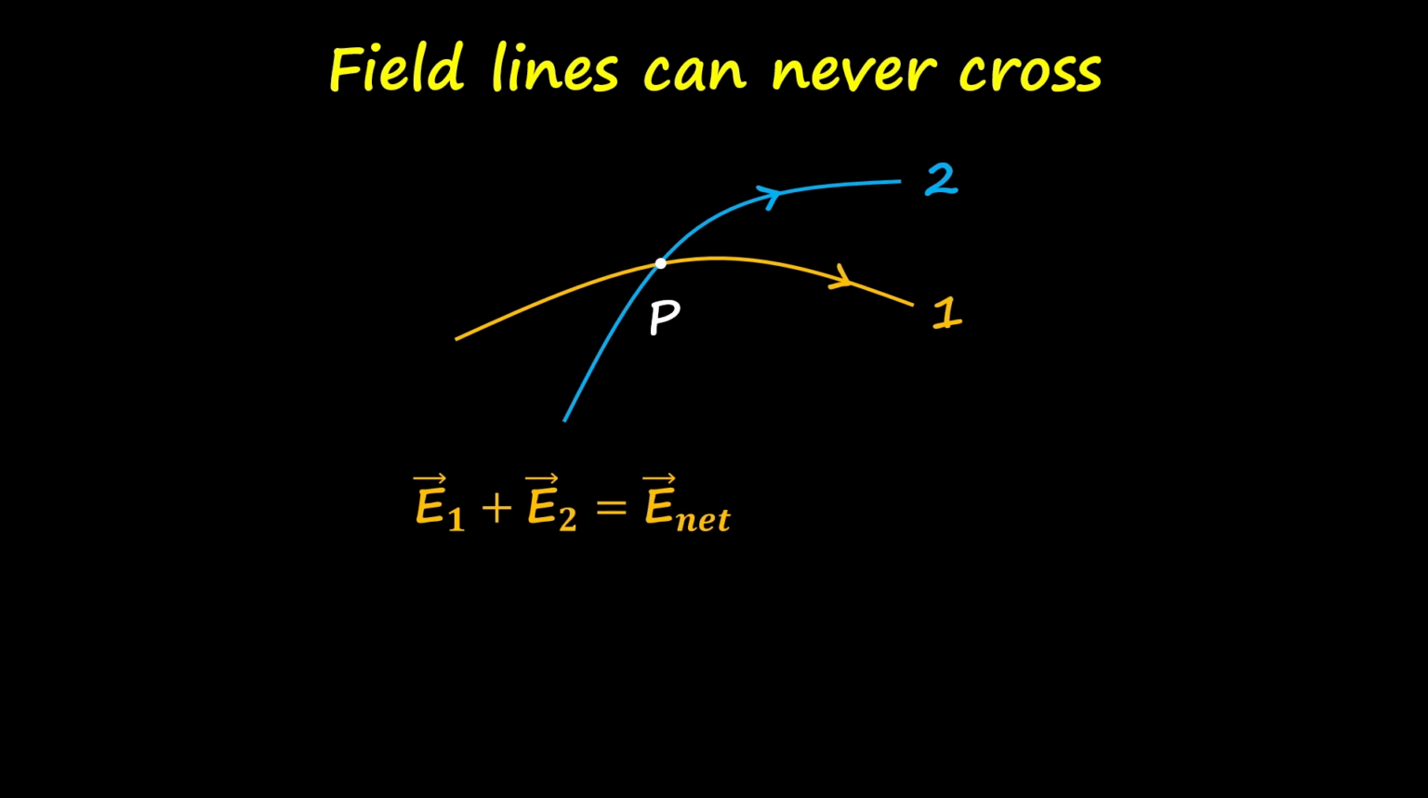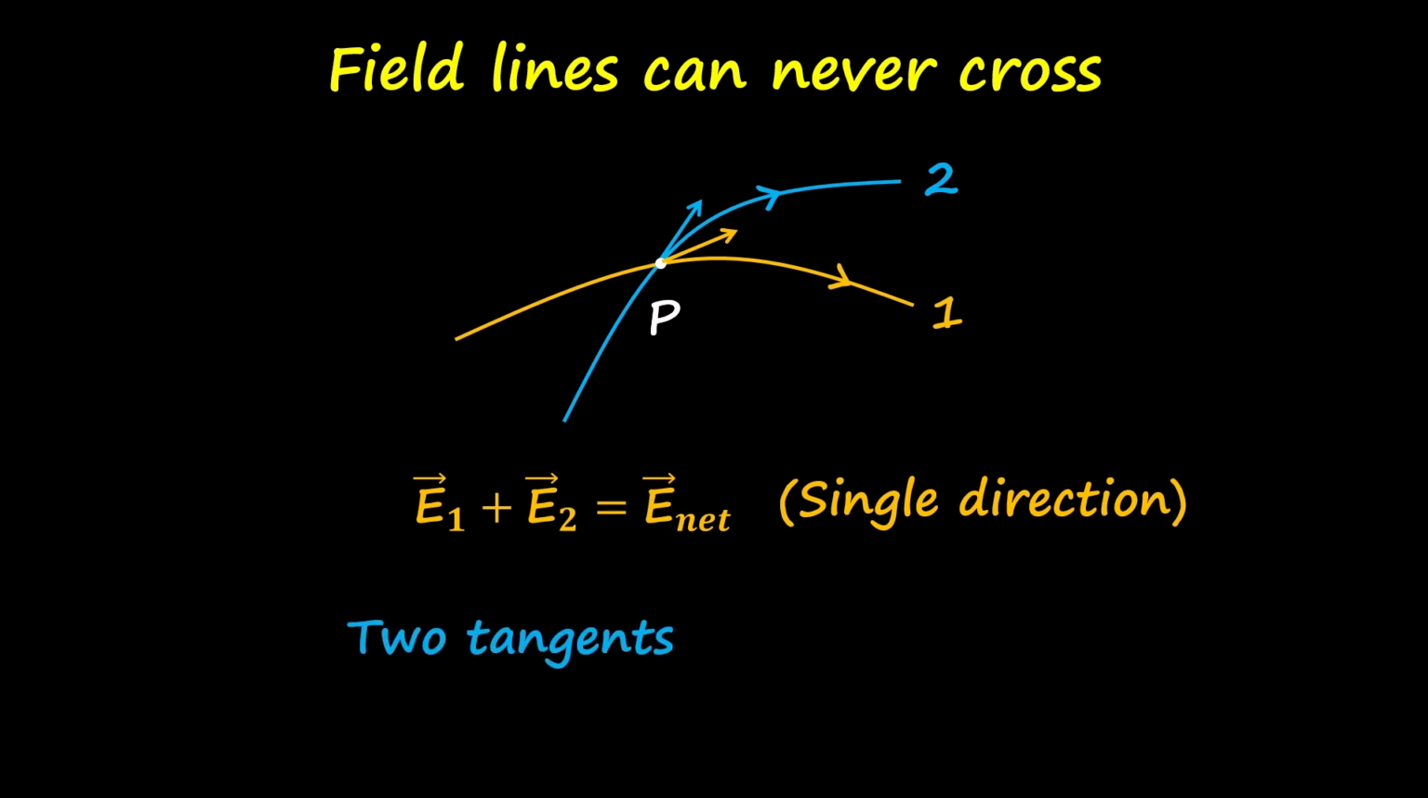But this net electric field has a single direction. Now, if I consider electric field line 1, then I can draw a tangent. If I consider electric field line 2, then I can draw another tangent. So here we can see that there are two tangents at point P. If there are two tangents, it means there are two directions, and this is not possible. So electric field lines can never cross each other.